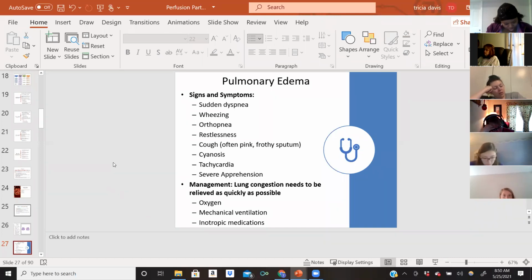So what management are we going to do? We need to rectify that lung congestion immediately and as quickly as possible. So we're going to give these patients oxygen because they're not getting oxygen right now. All that blood circulating doesn't have that good, rich oxygen. So we need to put them on nasal cannula or a mask, depending on how severe their oxygen is. They might require mechanical ventilation, so they might be upgraded to the ICU, and then we're going to give inotropic medications.